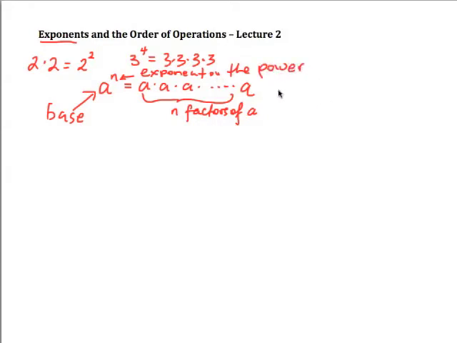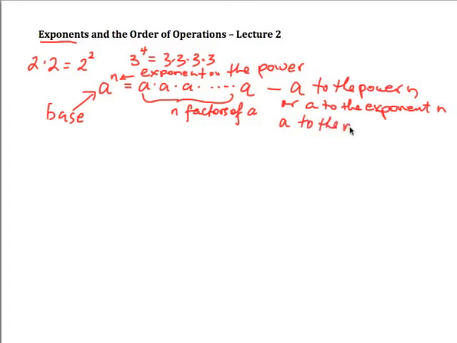So the way we talk about this is a to the power of n, or a to the exponent n. a to the nth power is another way that we talk about this. Now, the main thing we have to know is how does this all work? So let's look at some examples.